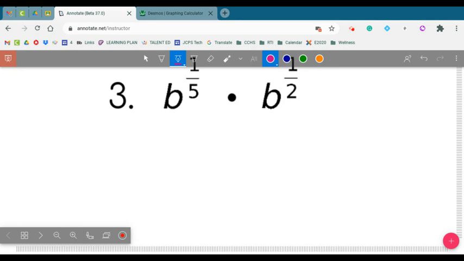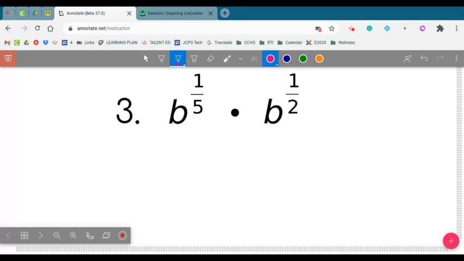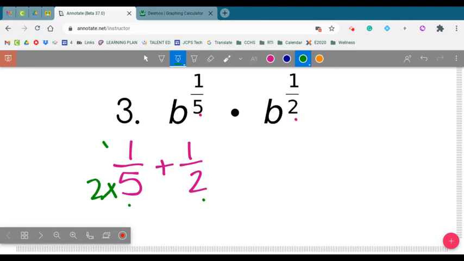Okay, the next one. Now, this is where it gets kind of tricky. We have b to the 1/5 times b to the 1/2. So we have to add 1/5 and 1/2. So if you remember, whenever you're adding fractions, you have to have the same denominator. So what's a common denominator between 5 and 2? That would be 10. So I'm going to multiply this one by 2. I'm going to multiply this one by 5.